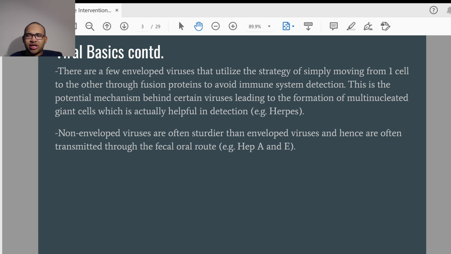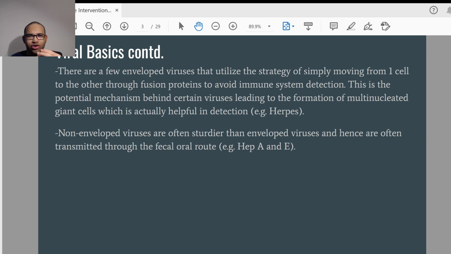Now, a virus that is non-enveloped, right? This is kind of counterintuitive, but it's one of those high-yield things to know for exams. Non-enveloped viruses actually end up being sturdier than enveloped viruses, right? Because they are very sturdy, they tend to be transmitted via the fecal-oral route, right? So like Hep A and Hep E. I remember A and E as the beginning and end of the hepatitis virus alphabet, right? So that should help you remember that those are transmitted via the fecal-oral route, right?